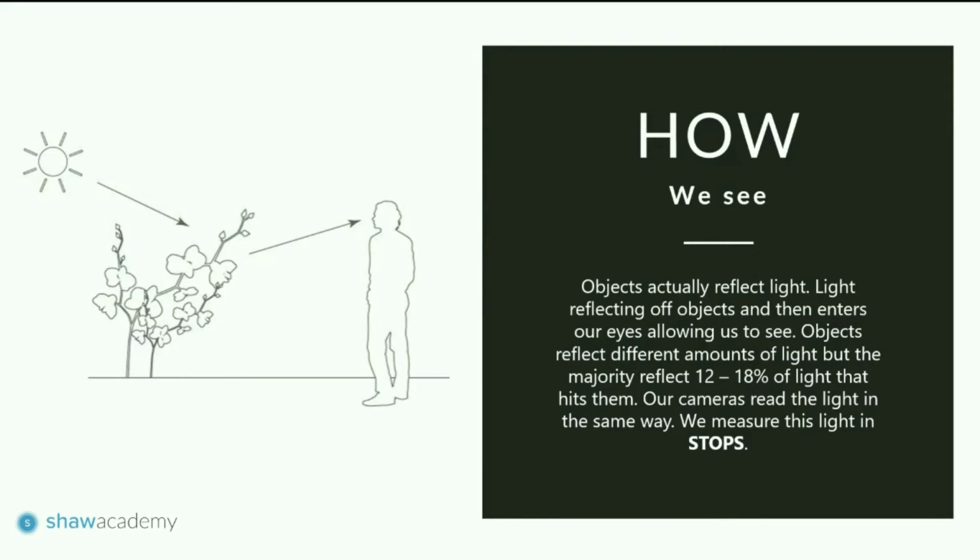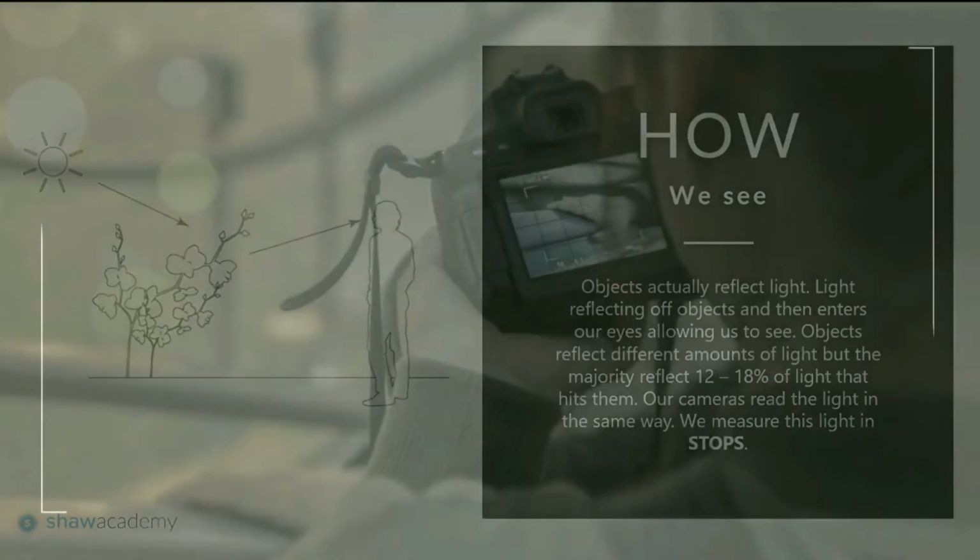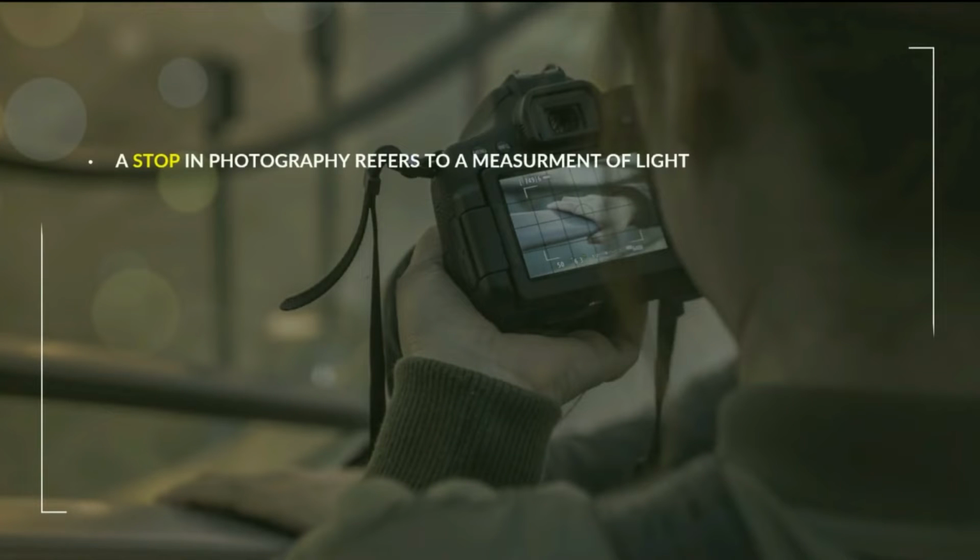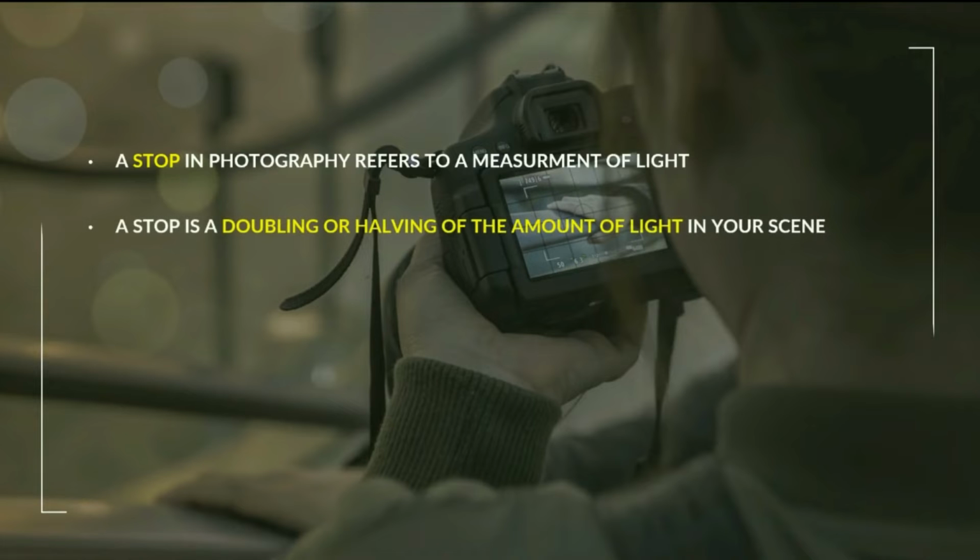But this light that's being measured, being bounced off these objects and coming into our camera, is measured in what we call stops of light. So what are stops of light? Well, a stop in photography refers to a measurement of light. And a stop is either doubling or halving the amount of light in your scene.